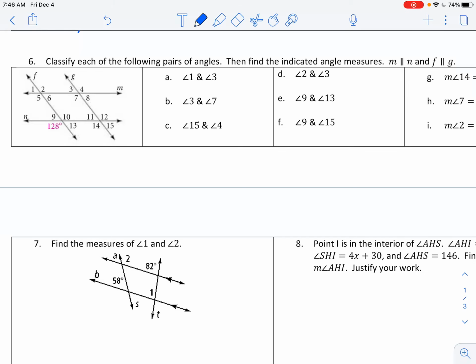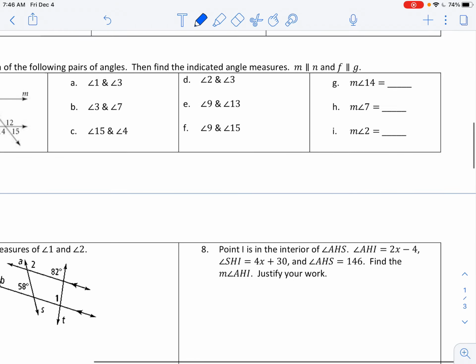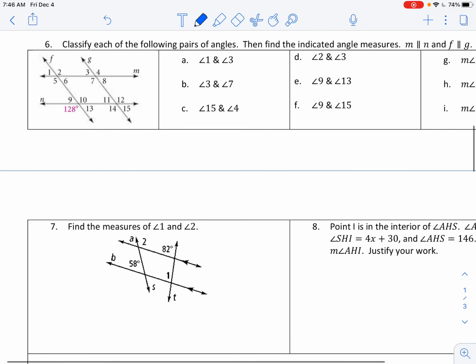Number 6 wants me to classify these angles and then find 3 of the angle measurements. So I'm going to classify first, and the first one asks for 1 and 3. I notice that 1 is in the top left, 3 is in the top left. So top left, top left. Because they're all in the top left, those are corresponding angles.